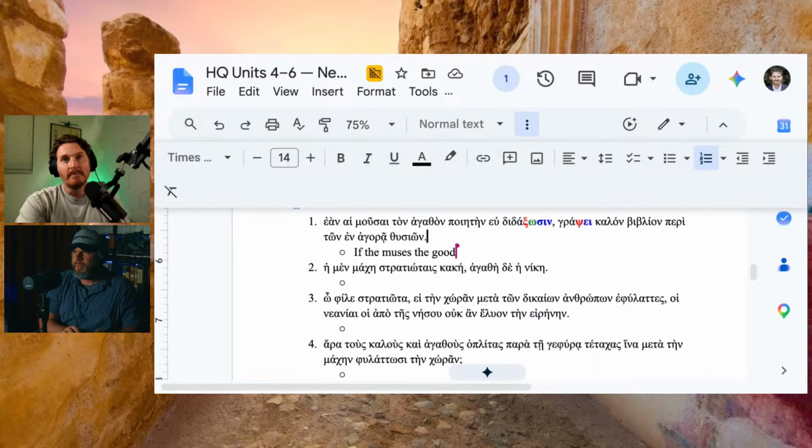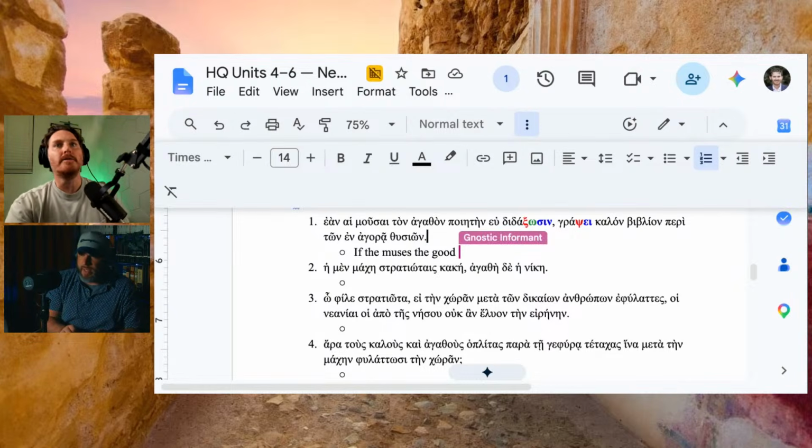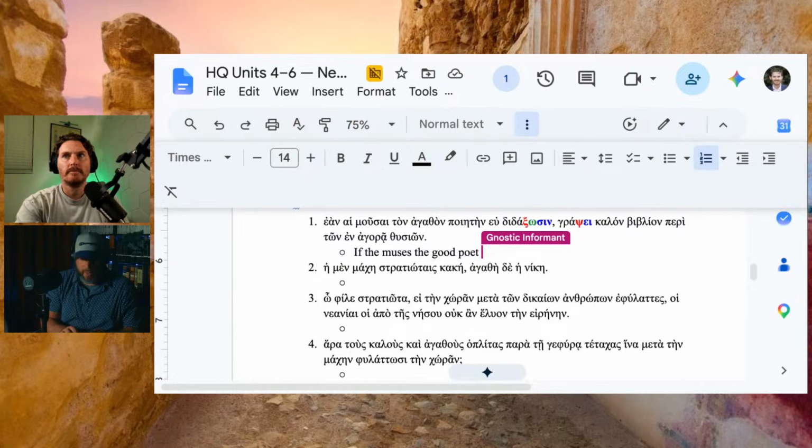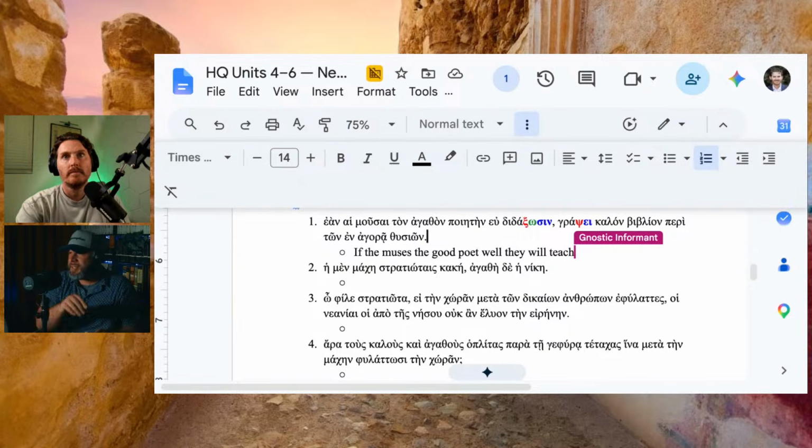No, just do word for word right now. "Poietan" would also be accusative, poet. And then "eu" is good or well, right? And then "didaxousi," so that's they will teach. "Grapsei" is he will write.